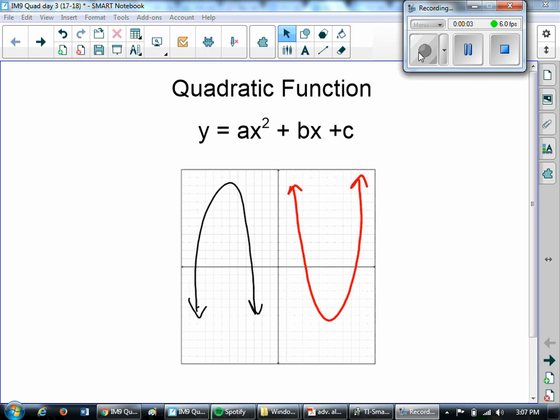Welcome to day 3 quadratics lesson. We're going to learn about quadratic functions, which are in the form y equals ax squared plus bx plus c. That is your general equation. And this has to do with parabolas. Those are the U-shaped graphs that you see there in red and black that open either up or down. And again, your function family is a quadratic function. It has the x squared in it.